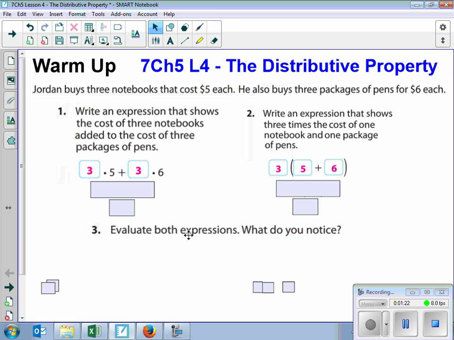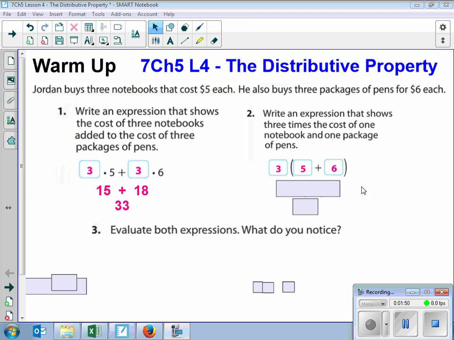Is everybody clear? So now it says evaluate both expressions and see what you notice. So now we substituted in there. Now we're going to simplify. So over here, using our order of operations, we're going to do 3 times 5, 15. And then we're going to add 3 times 6, 18. Does everybody see that? So 15 plus 18 is 33.